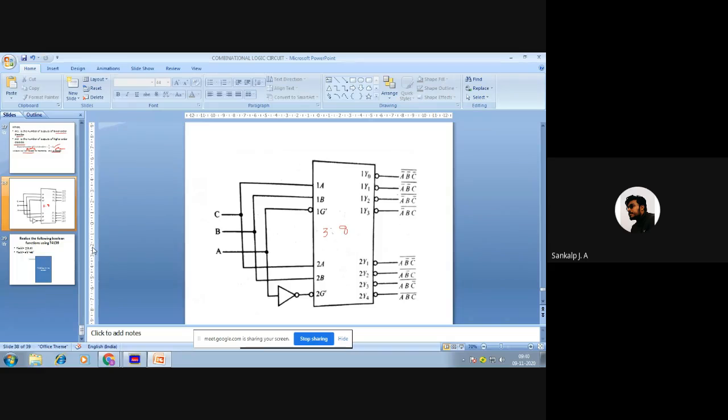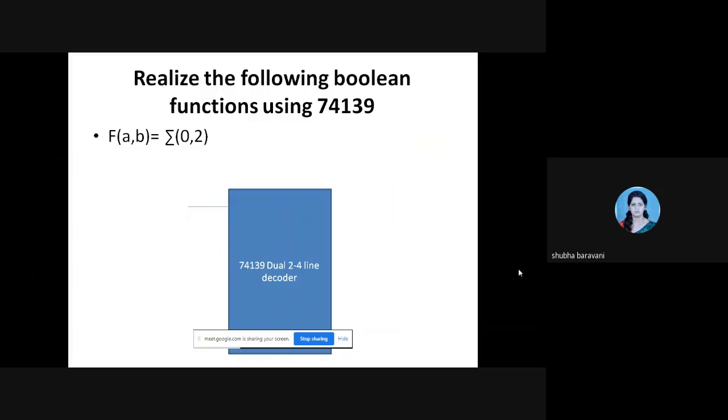No, ma'am. Okay, so on that basis, what we had done in the last class, a 3 is to 8 decoder we had designed using a 2 is to 4 decoder. Today we'll see some numericals on that. First one, take down: realize the following function using 74139 IC. So f of AB is given to be summation of 0, comma 2.